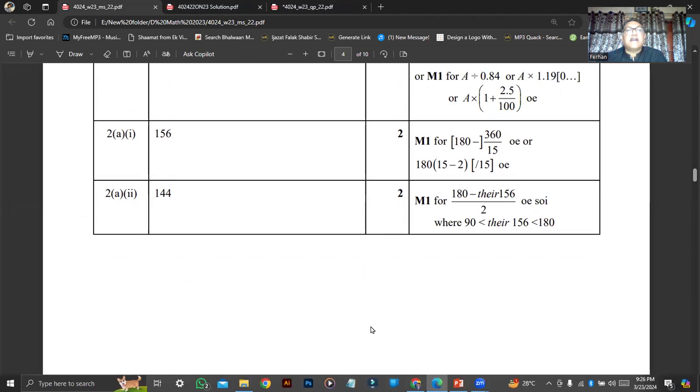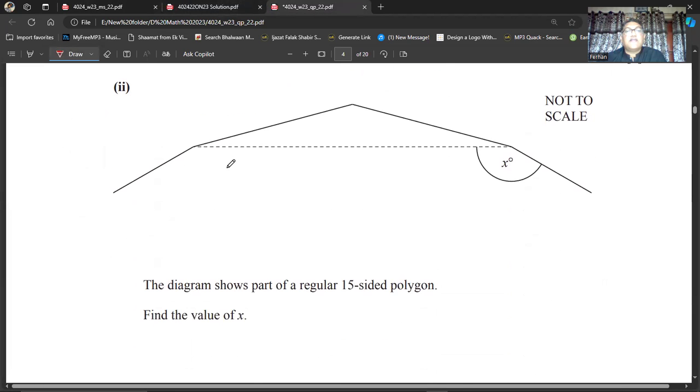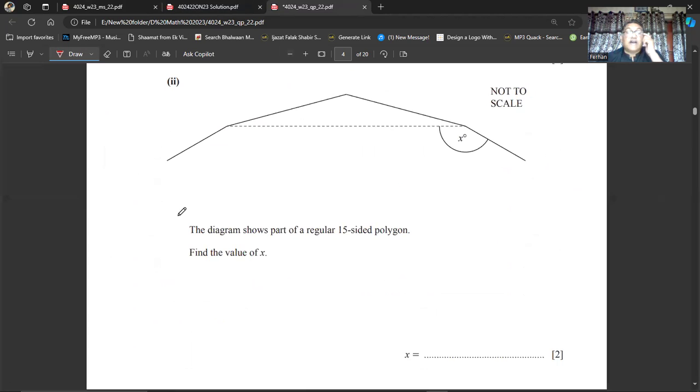You can see in the marking scheme, our answer is right. This is the solution. And here we go. Question number 2, and he says that it's a 2 marks question. He says the diagram shows part of a regular 15-sided polygon. Find the value of x.